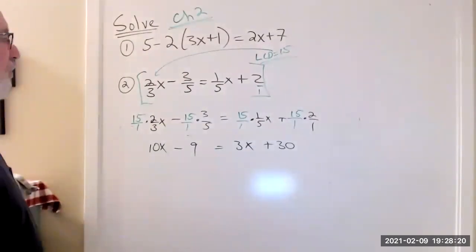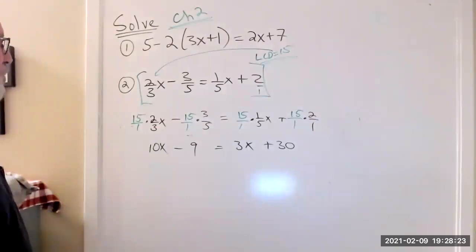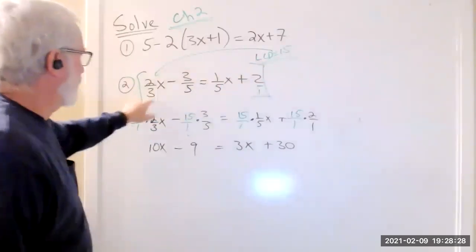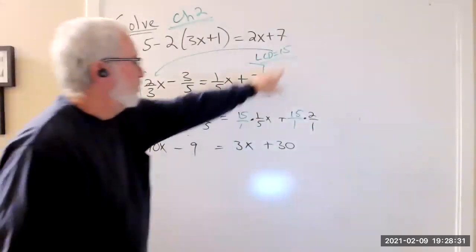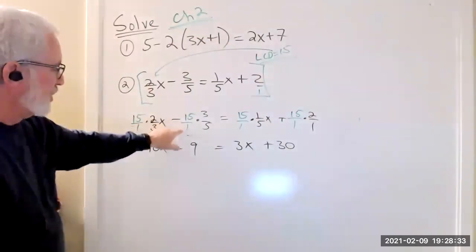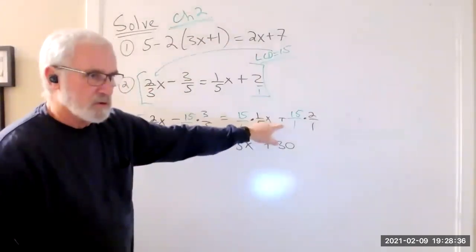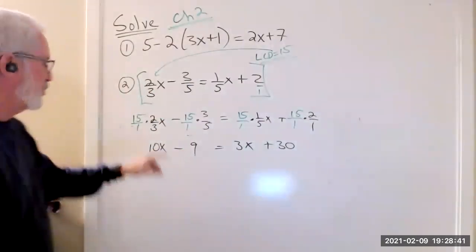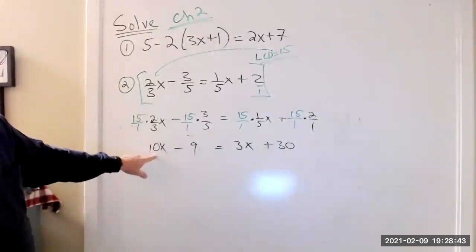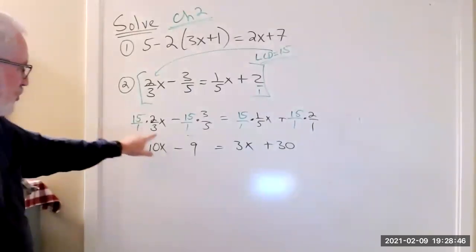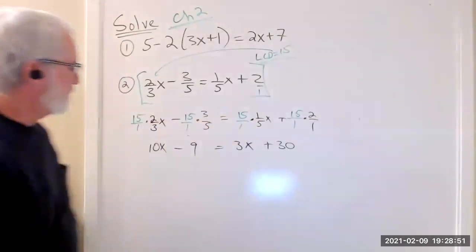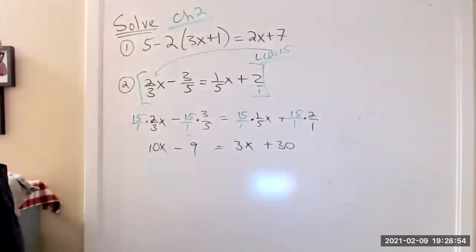Okay, so I'm going to pause there for a moment while you guys catch up with me. We found the least common denominator. It was 15. 3 and 5, 15. You distribute the 15 to every single piece of the problem. And if you don't make any mistakes, the fractions should all drop out. Okay, this 15 should have canceled with all of those denominators. And it did. Okay, any questions to this point?